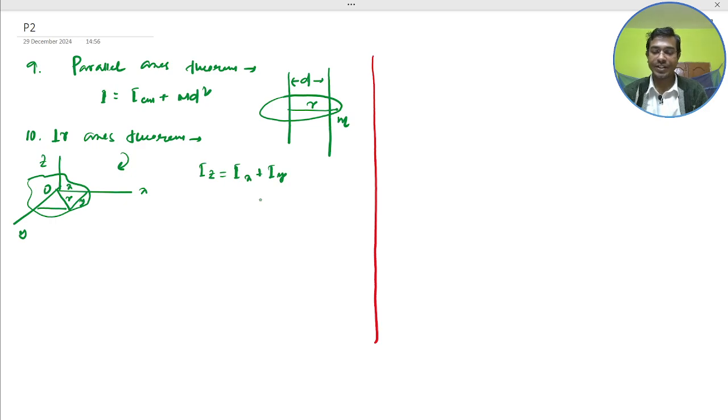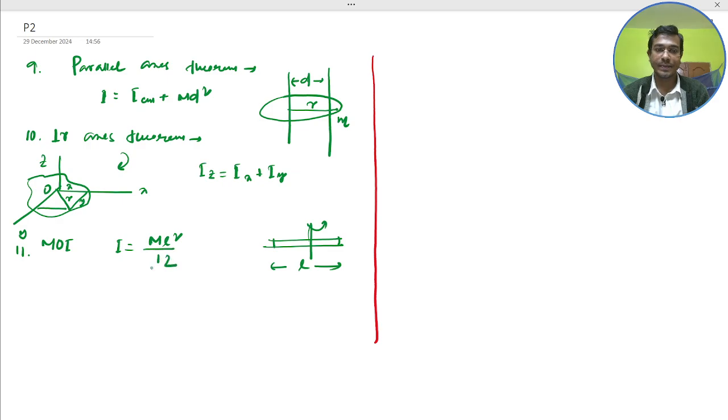Now, moment of inertia of some regular shapes of bodies. First one, thin rod. This is the thin rod. Moment of inertia along this, and this is the L. For a thin rod, I would be mL square by 12.